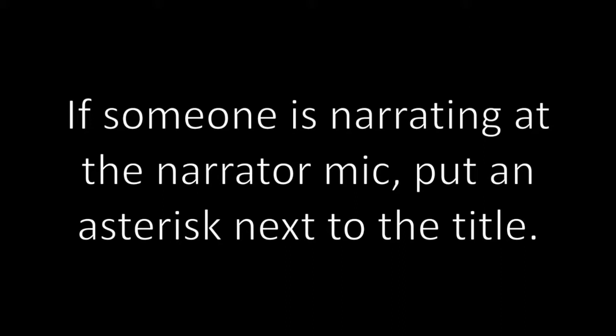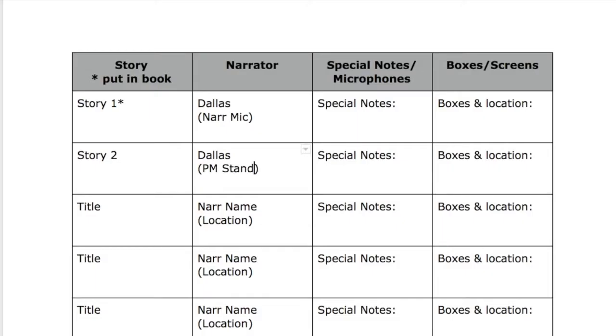So basically, if there's a narrator at the narrator mic, put an asterisk. Then next up, you'll enter the name of any narrators and where they're located. Typically, it's just going to be the narrator mic. Occasionally, it might be the PM stand. If your project manager is narrating, that's where they're narrating from.